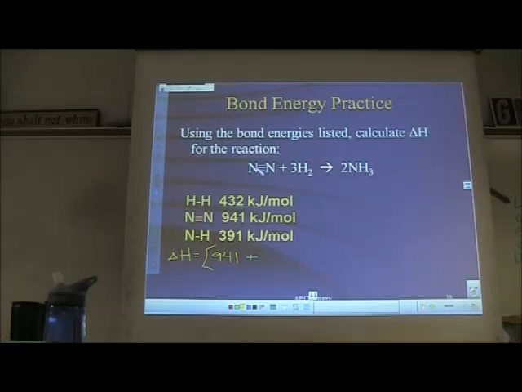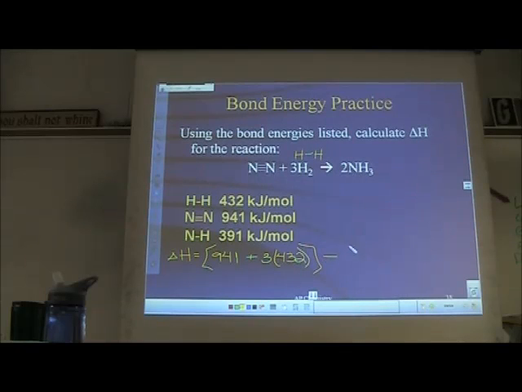That's not the only bond to be broken. Here's another reactant that I'll have to break. Two H's bonded together like that. How many H to H single bonds will I have to break here? Three of them. So I need to multiply three times, here it is, 432. And that's all of my bonds that need to be broken.